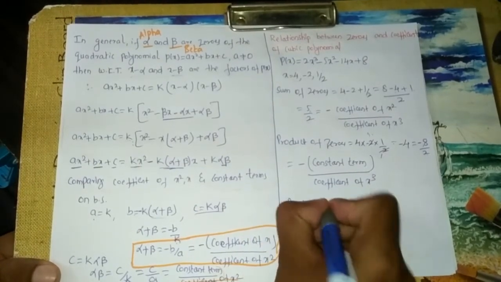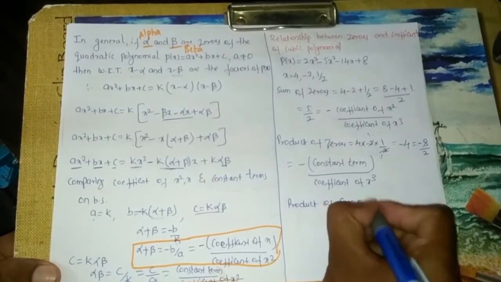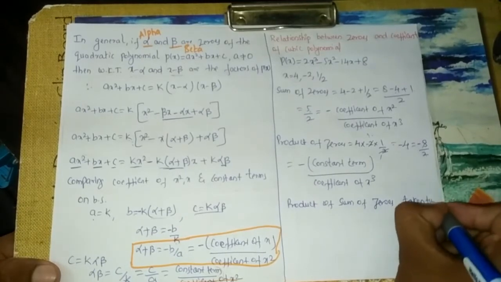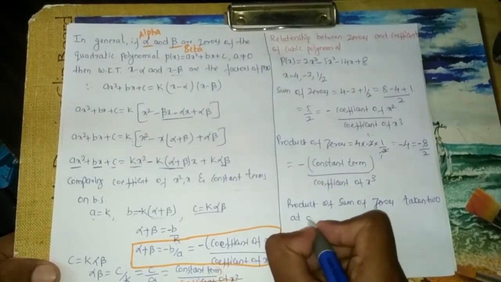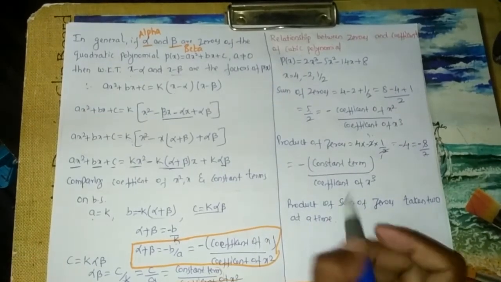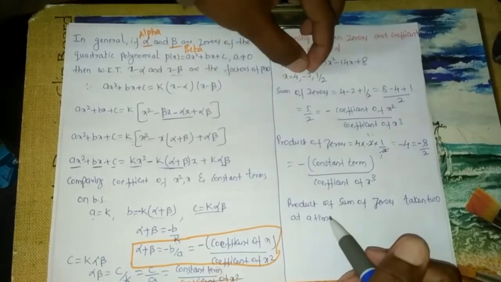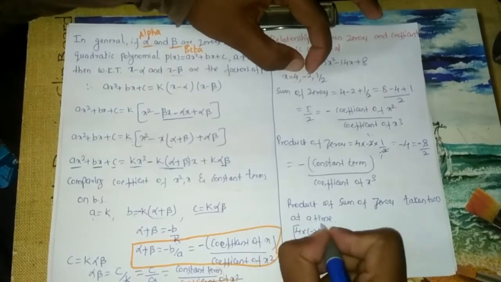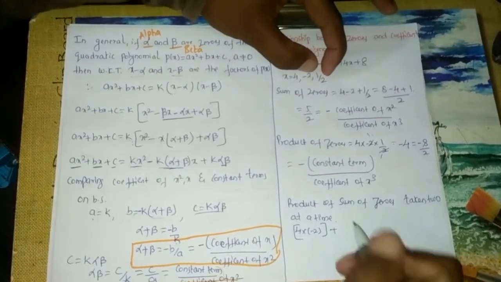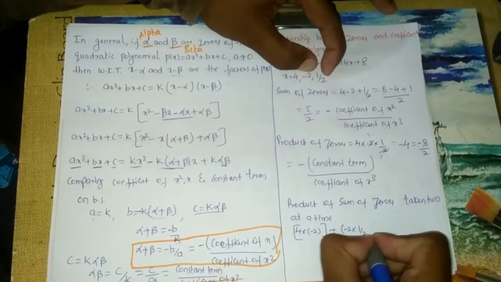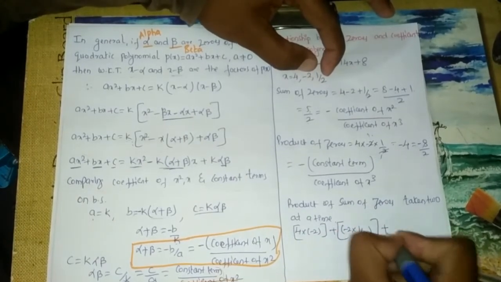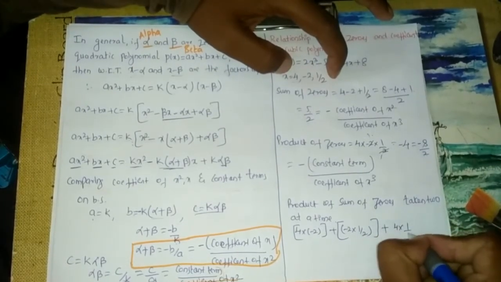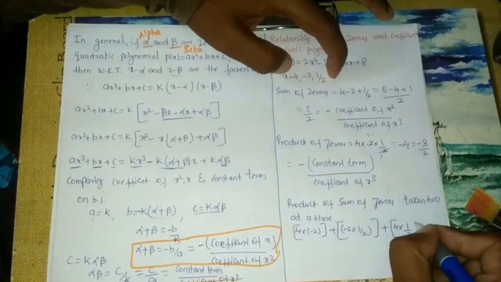Now sum of product of zeros taken 2 at a time. So let us try with what we have written. Product of these two, that is 4 into minus 2, plus minus 2 into 1 by 2, and plus of first and last, that is 4 into 1 by 2. I should have written this 1 by 2 into 4.